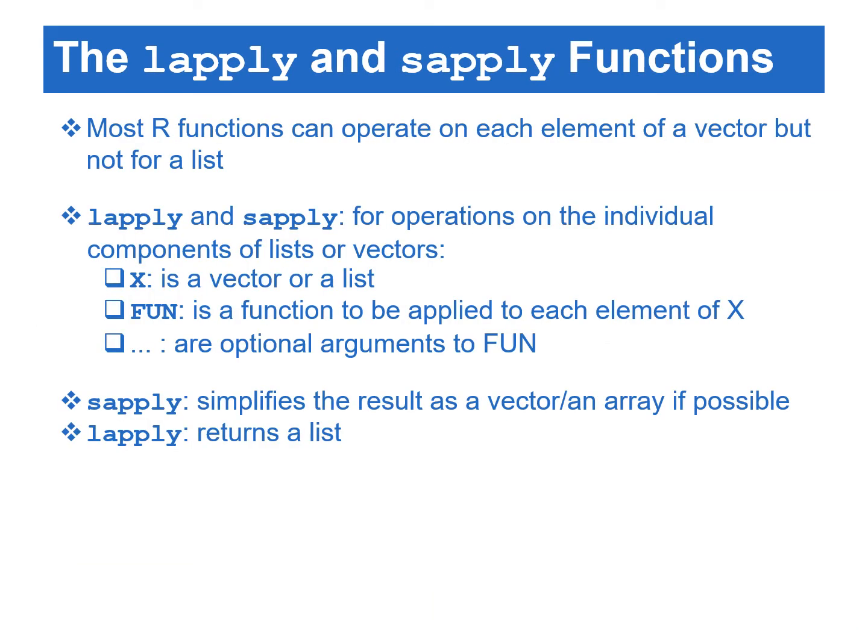Most functions that we've learned can operate on each element of a vector, but not for a list. We can use lapply or sapply function to perform calculations on an individual component of a list or a vector. Lapply and sapply functions are similar to the apply function, except that they don't have the margin argument. The calculated results from the lapply and sapply functions are the same, except that sapply will simplify the result as a vector or a matrix, if possible, while lapply does not. Lapply will always return the result as a list.